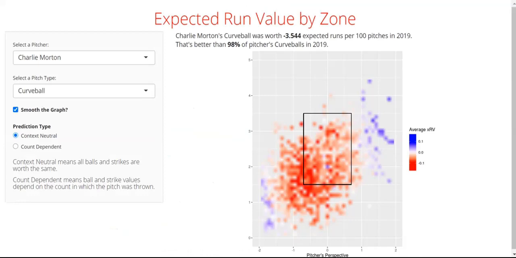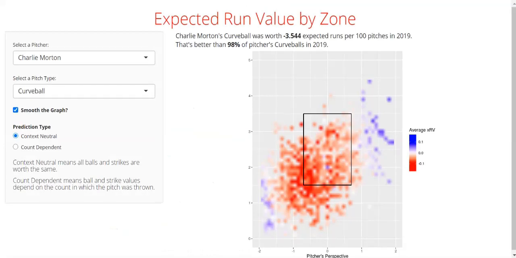Basically what we're looking at here is which of Charlie Morton's pitches are good and where he likes to throw them. When Morton throws this curveball, remember this is the pitcher's perspective, so this is going to be low and outside to a right-handed batter like Matt Chapman. Charlie Morton throws this curveball a lot, but it's almost always down and away. That's something important that you would like to know if you were Matt Chapman.